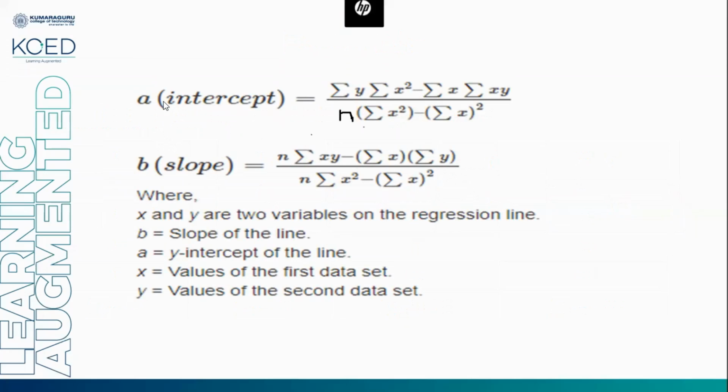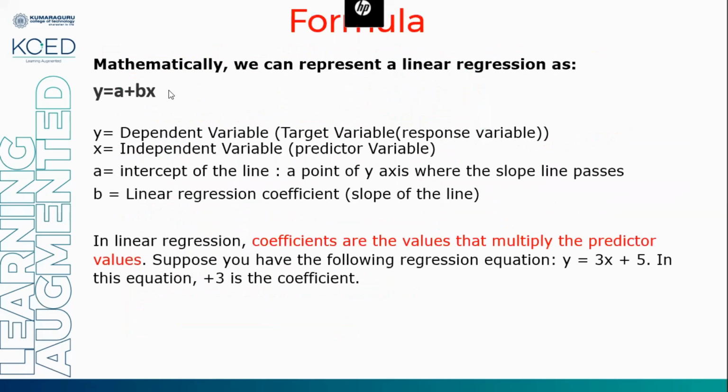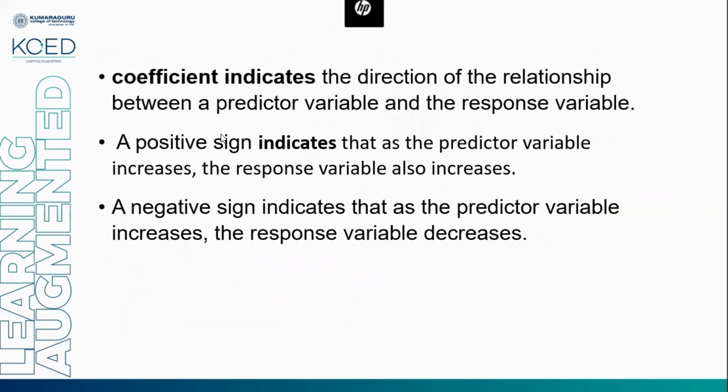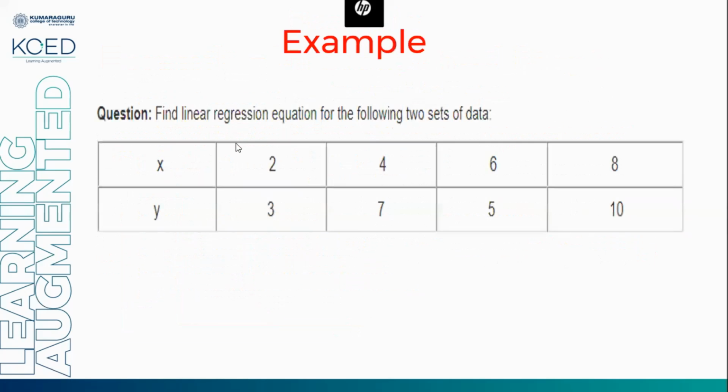Once we have calculated the values of a and b, we have to fit them in the given line, y equal to a plus bx. We have to fit it here and create the equation like this. This is our objective. So now, for our example, I have a set of x and y values. Our question is: find the linear regression equation for the following two sets of data.